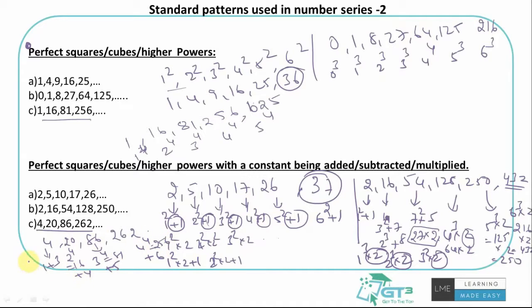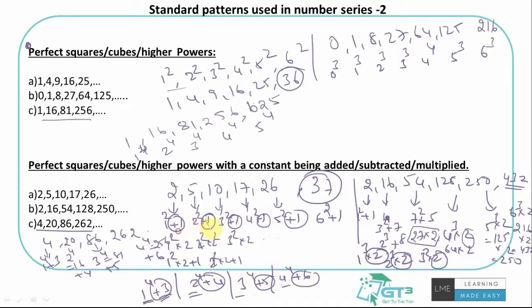So what is the pattern I am seeing? I can say 1 power 4 plus 3 here also. 1 power 4 plus 3, 2 power 4 plus 4, 3 power 4 plus 5, 4 power 4 plus 6. So 1 power 4, 2 power 4, 3 power 4, 4 power 4, and then what am I adding? I am actually adding a series. It's 3, next I am adding 4, next I am adding 5, next I am adding 6.